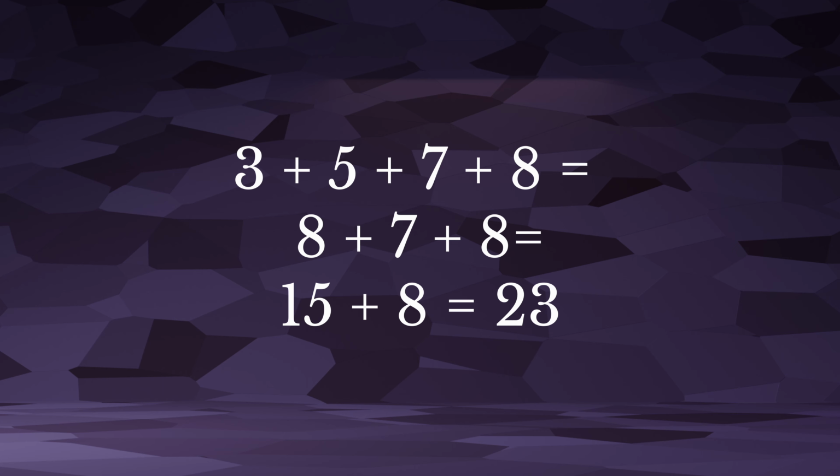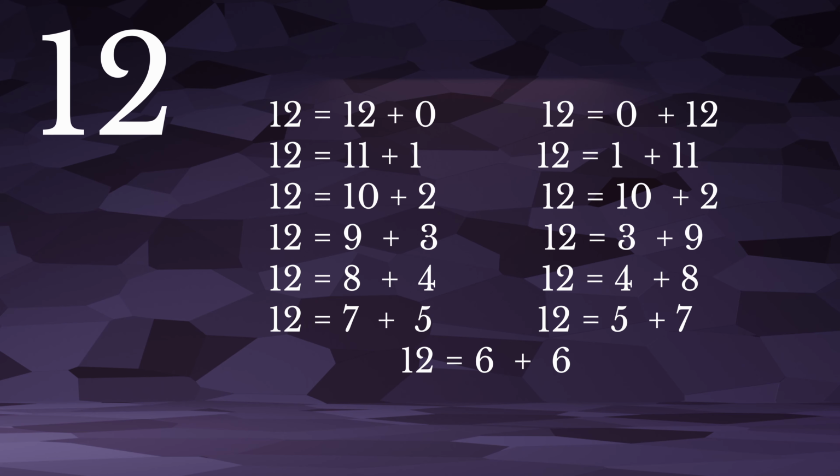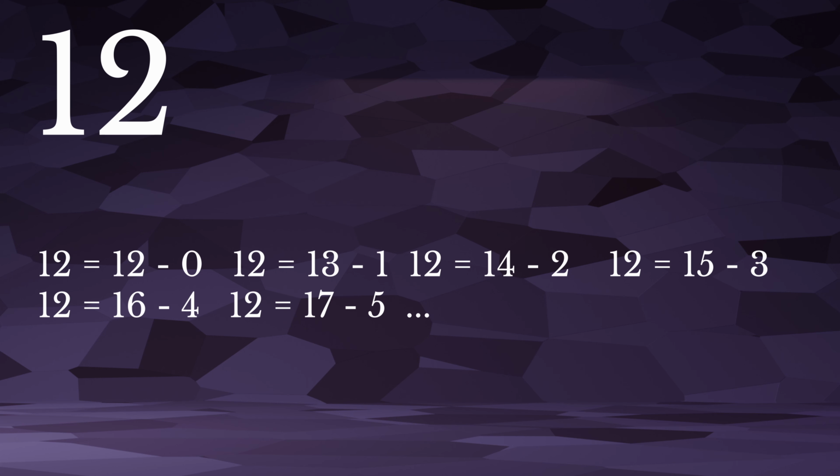To see the connection, we need to slow down a bit and recognize a few things first. Let's start with addition and subtraction. Consider the ways we add or subtract two numbers to get 12. For addition, 12 has 13 solutions. However, subtraction has an infinite number of solutions.